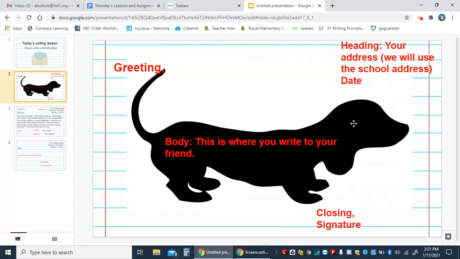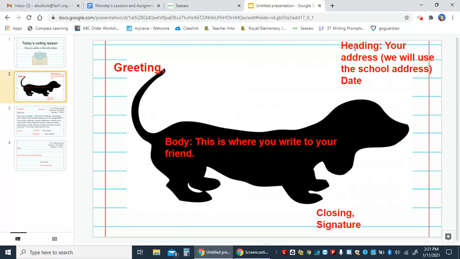So I have my dog turned and he's looking over here to the right of my page. That's because up at the top of the right hand side of your screen, do you see where I'm moving my mouse? You're going to put something that's called a heading. Now, a heading in a letter is just your address and the date that you wrote your letter. But just to keep things safe, we're going to use our school address. So when you do your heading, you're going to copy the address that Miss Bullock has on the next couple slides because we don't want to give out our address to anybody.